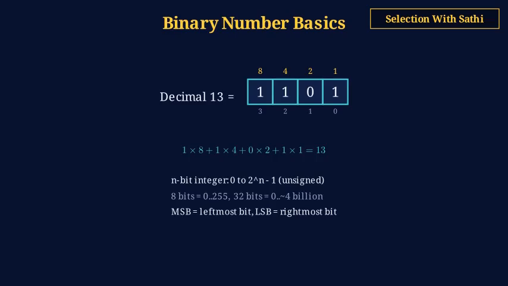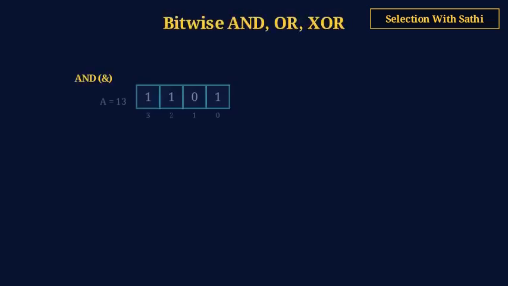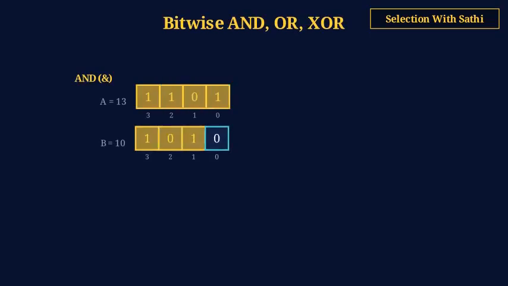To check a specific bit at position i, shift n right by i positions and AND with 1. If the result is 1, that bit is set. An n-bit unsigned number can represent values from 0 to 2 to the n minus 1. Now the 3 fundamental bitwise operations.